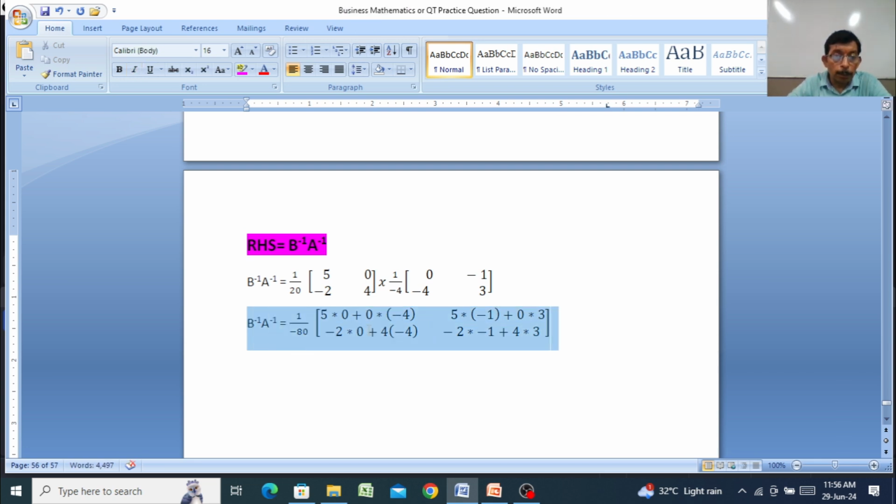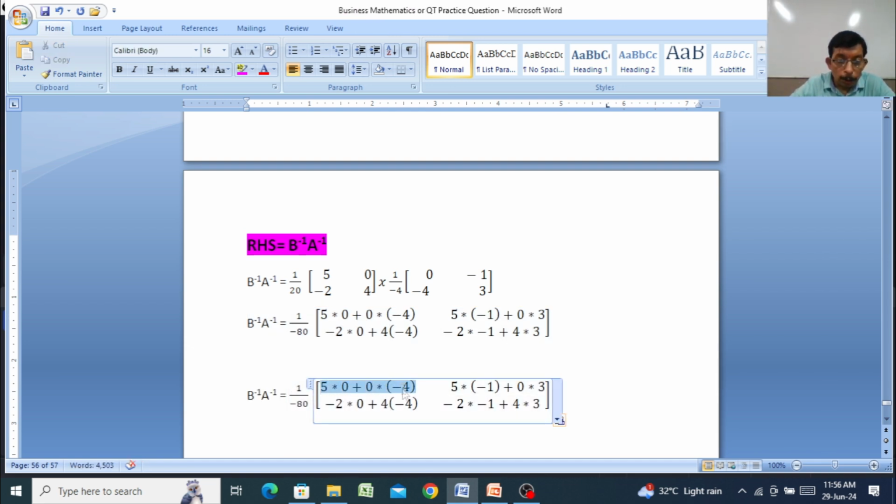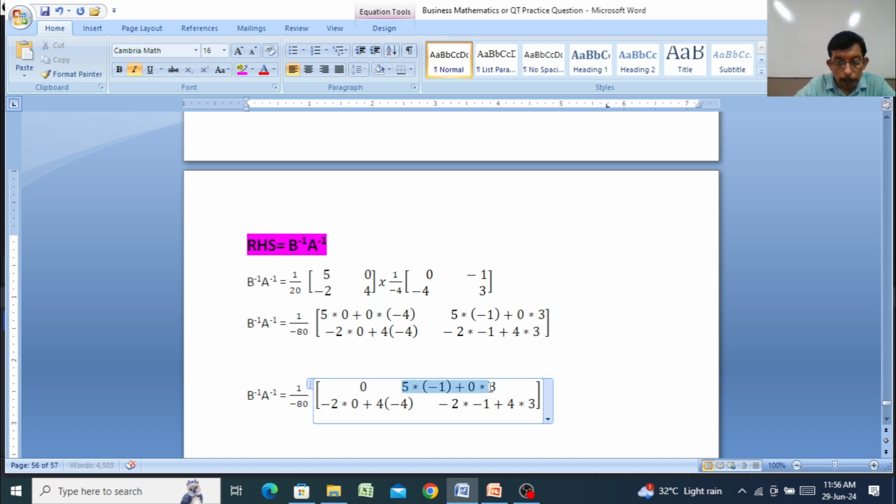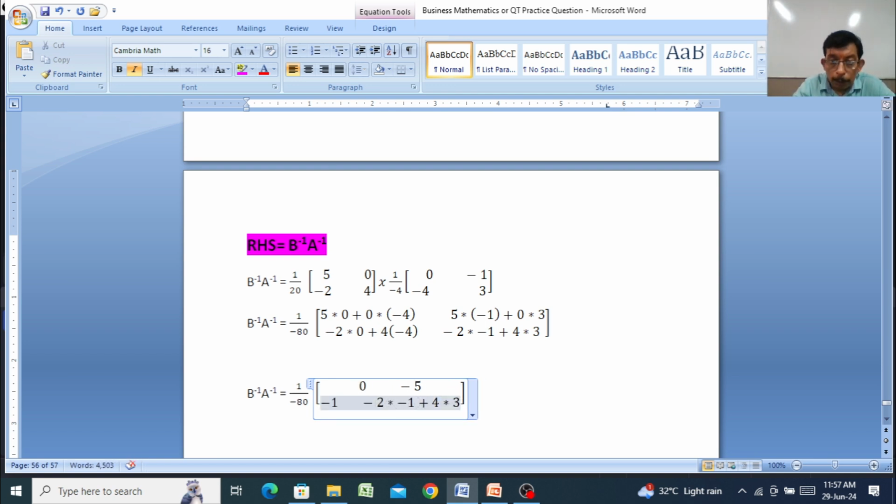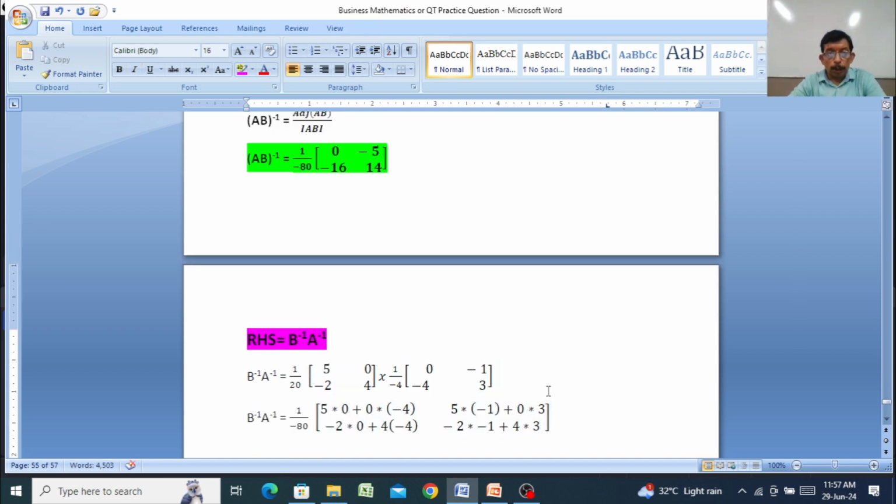Now simplify in the next step. Five multiplied by 0 is 0, and the answer is 0 minus 5, minus 16, minus 1 is plus 2, 12 plus 2 is 14. This is the RHS value.